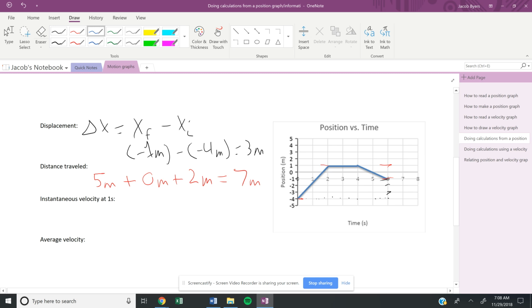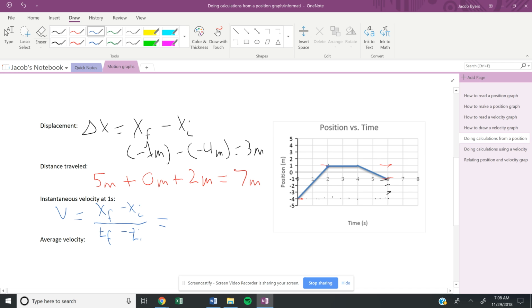slope, your velocity is going to equal your final position minus your initial position over your final time minus your initial time. Okay? Just find the slope of that line here. And now it's not final at 6 seconds, it's final for that straight line here.